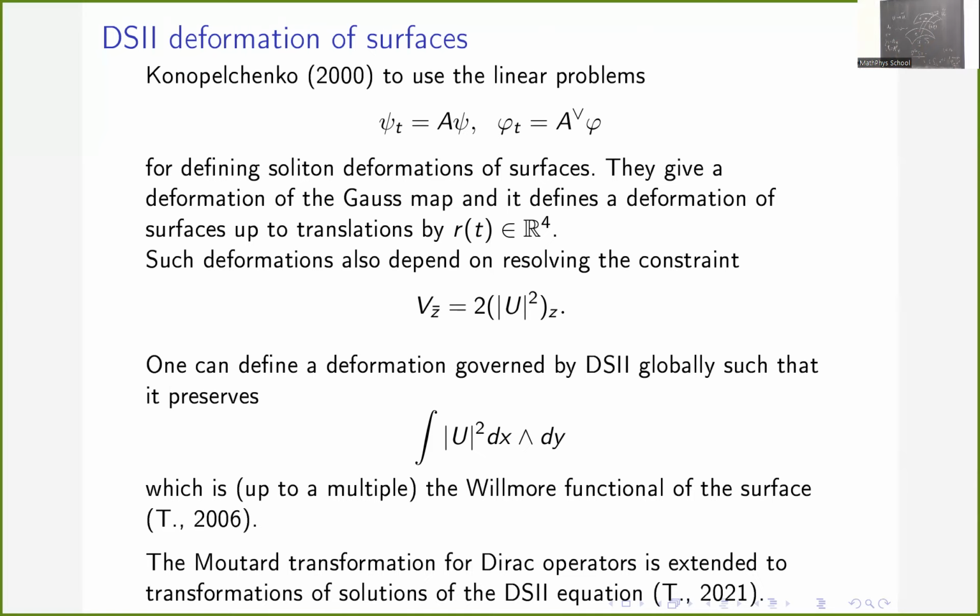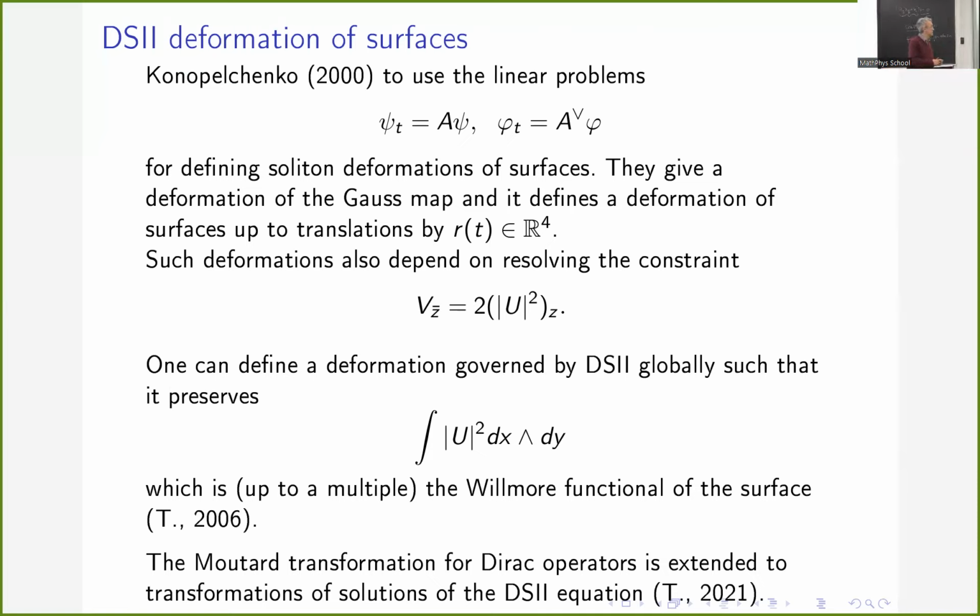Actually, they give deformation of the Gauss maps and it defines the deformations after translation, which depend on t, because at every moment in time we can get translations. And such deformation also depends on the resultant constraint, because it has many resolutions. Now, what I showed in 2006, is that one can define such a deformation globally, and such that this quantity is preserved. So this is the Willmore functional of the surface. The Willmore functional of the surface is preserved.